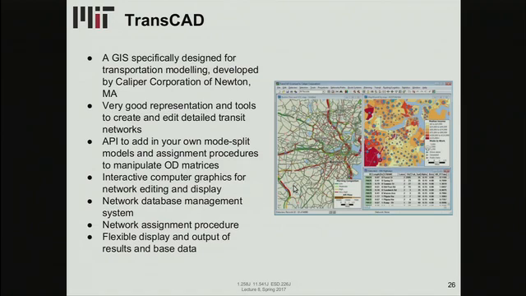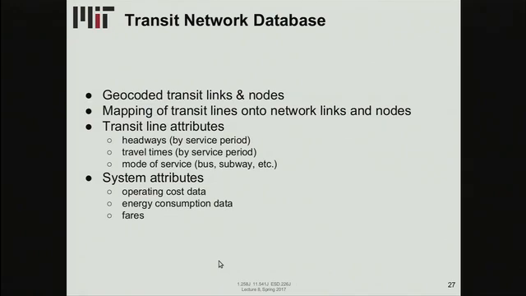TransCAD, this is much more local. Caliper develops this in Newton. You can get to Newton on the Green Line. It has good tools to edit transit networks. It has an API that allows you to add your own models. So if you have your own modal split model, you can put it in. It has good interactive computer graphics, a sort of built-in database. It has a network assignment procedure, lots of display options and output formats, and is very general purpose.